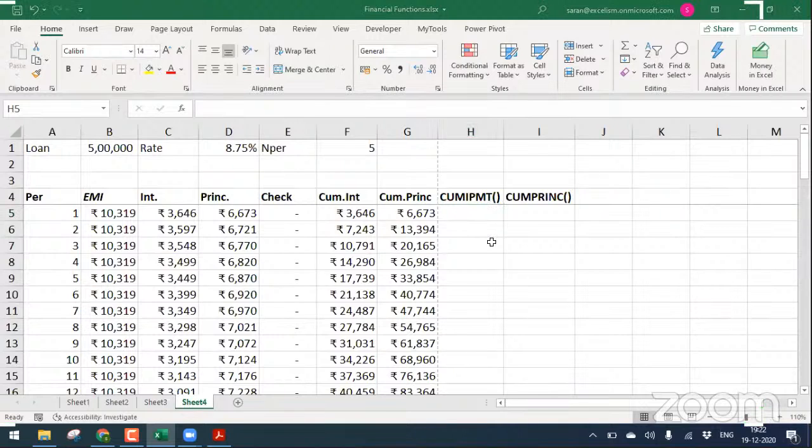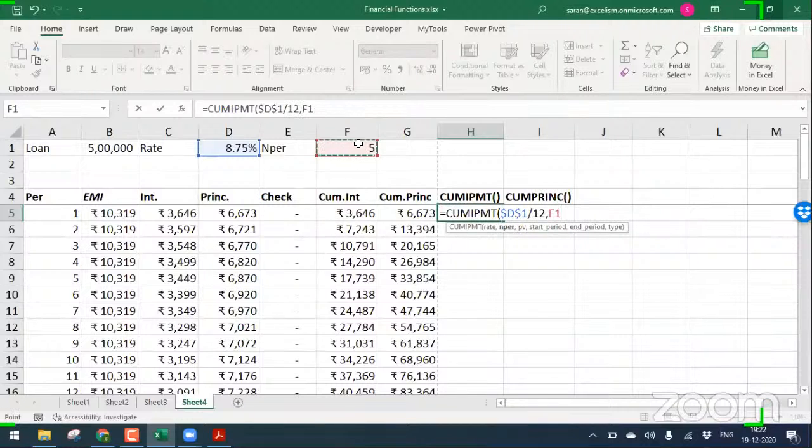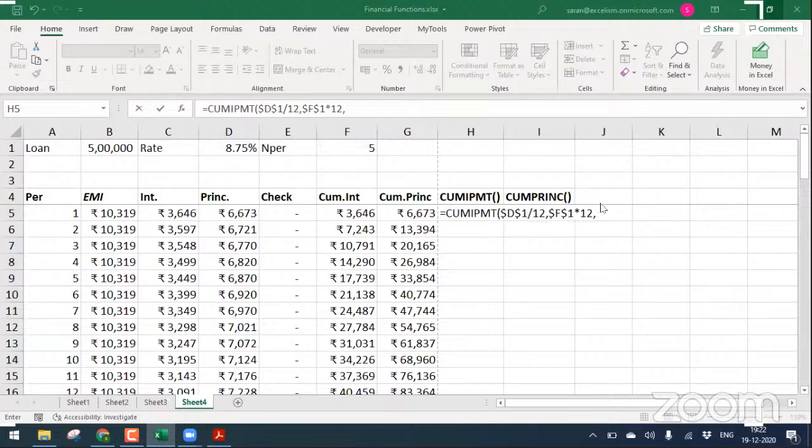No problem. Let me explain. You can understand later, you can maybe try it later. Equal to, I want to have a cumulative interest payment, right? So CUMIPMT. What is the rate? I'm writing again and again so that you'll have practice. This divided by 12 because monthly. How many number of periods? This into 12, comma, then. What is the next argument? Next argument is present value. This, comma. What is the starting period?